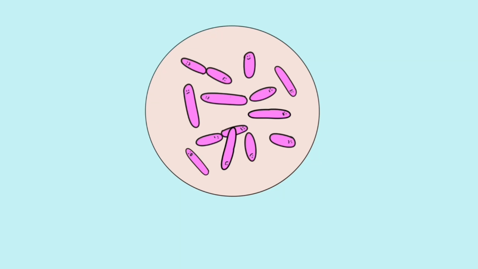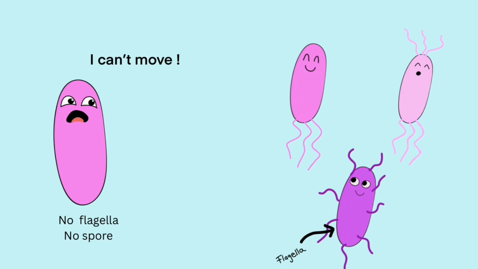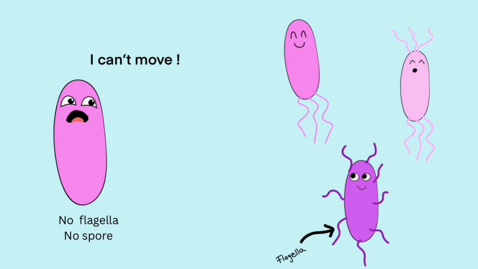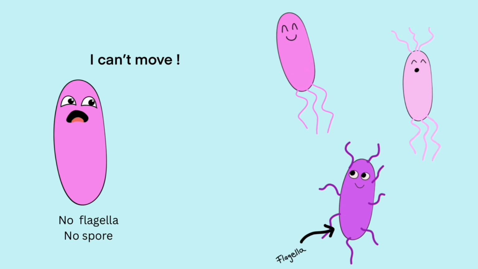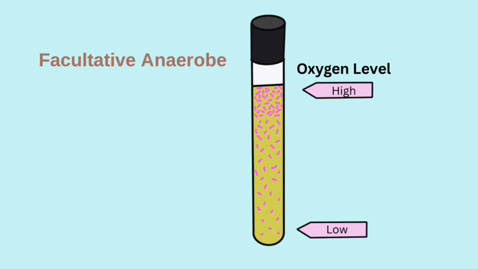But first, let's talk about the Shigella bacteria. Shigella is a gram-negative rod-shaped bacteria that stains pink during gram staining. The bacteria is non-motile, meaning it can't move by itself because it doesn't have flagella, which are those hair-like structures around the bacteria. It also does not form spores. It can grow in environments with or without oxygen, so it is considered facultative anaerobic.